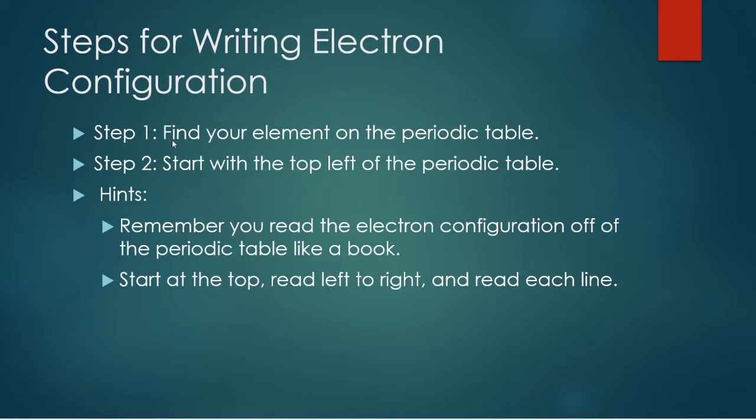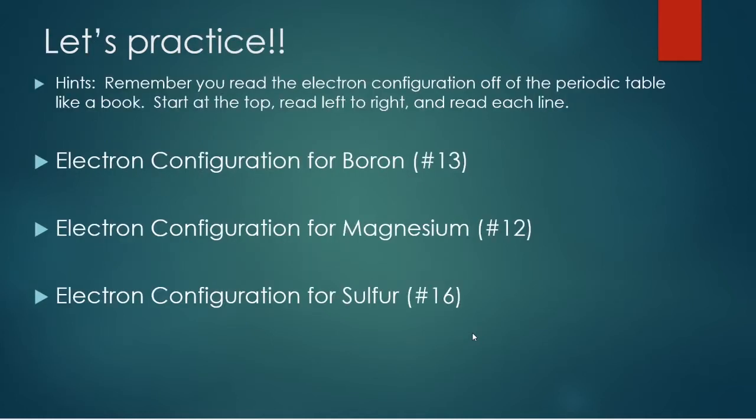The first step is you're going to find your element on the periodic table. The second step is you're going to start with the top left of the periodic table. The way I always tell my students to remember is it's like reading a book. You read the electron configuration off the periodic table like a book. You start at the top, you read left to right, and read each line. You cannot skip. All right, so let's look at some examples.